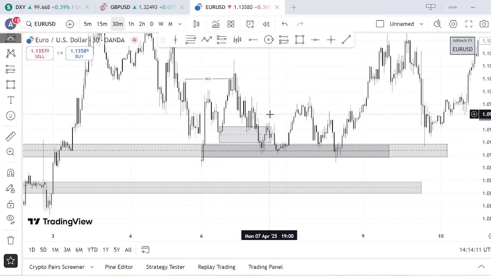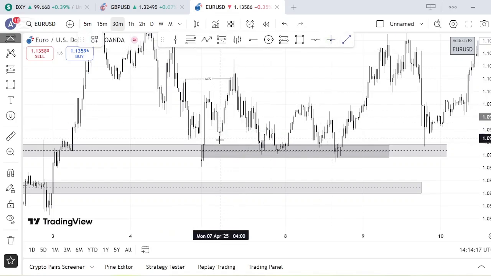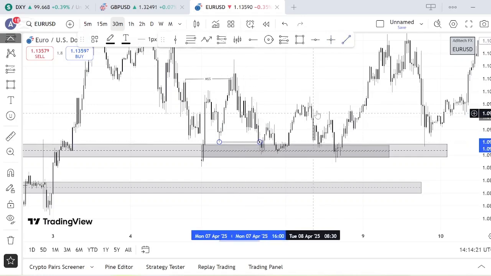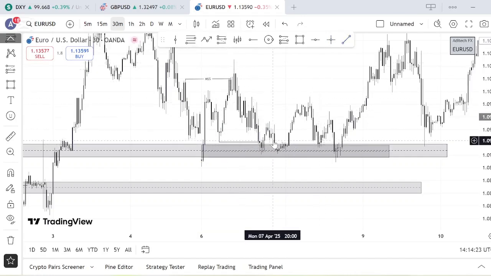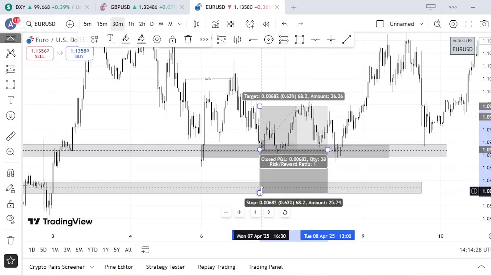Now, because liquidity is not present in this zone, this order block simply becomes a liquidity zone, a what? A sell side liquidity. We expect price to sweep the liquidity and tap into this zone right here to continue buying.